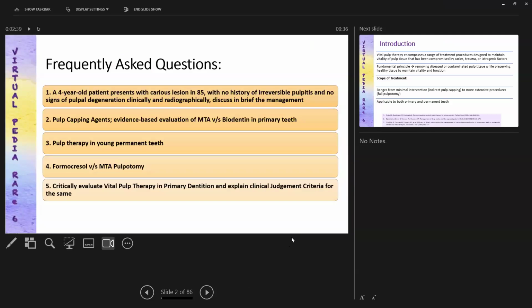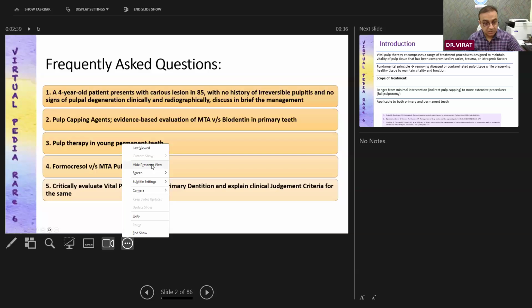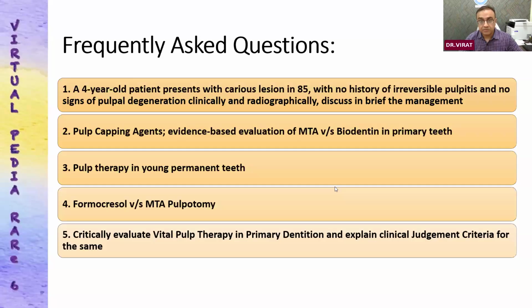Sir, please make it full screen. It's full screen from my side. Yeah. It's not. Okay, I think it's in presenter's view. You can just make it presenter. Okay, let me see. Is it now? Not visible. Wait, let me see. Is it fine? Yeah, it's fine, sir. Perfect.